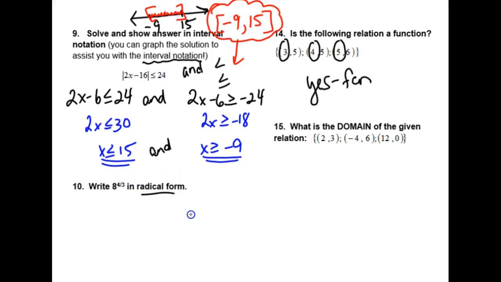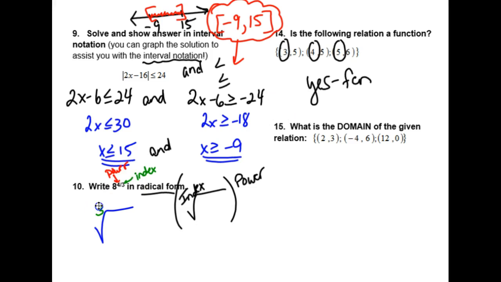Alright, radical form. The radical form is the index number goes in the corner here, and then of course there's a radical, and then there's a power outside. So when I look at the fraction, the 4, this number right there, that's the power, and then the 3, the denominator of the fraction, is the index. So what this problem really says is it is the cube root of 8, and it's being raised to the 4th power.